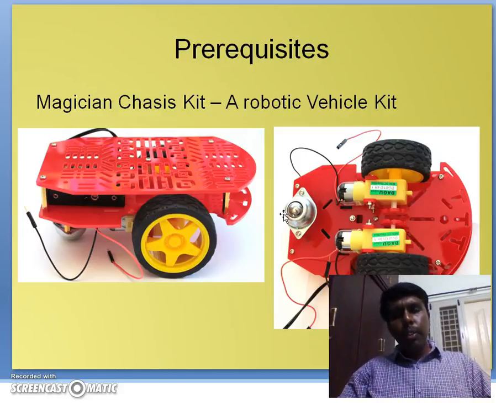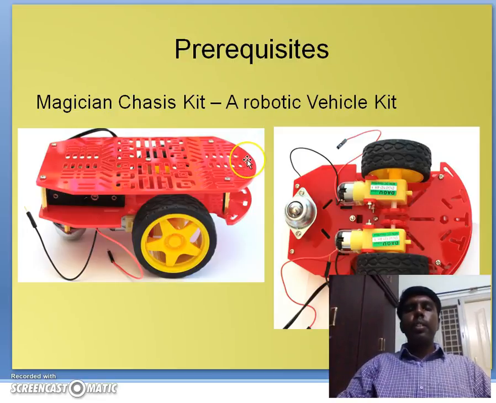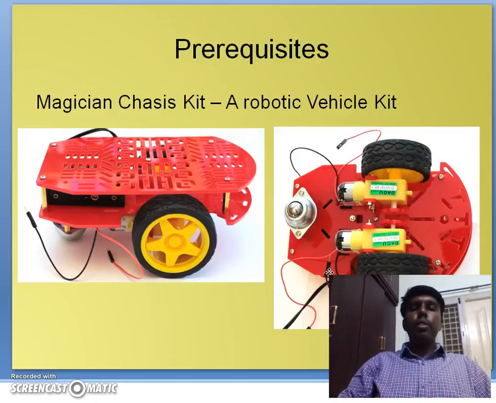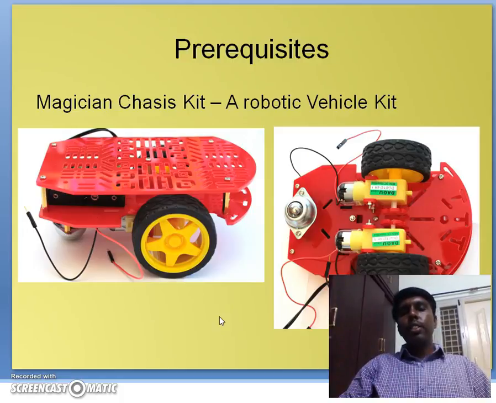So before entering into this project, you need some hardware and software. Firstly, you need this Magician chassis kit. It is a robotic vehicle kit. As you can see, it has stepper motor wheels and some controllers, and each stepper motor controller has 2 wires which are to be taken as output from the GPIO console. So these are two different vehicle kits which you can use. This is the top view and this is the side view, almost the same.